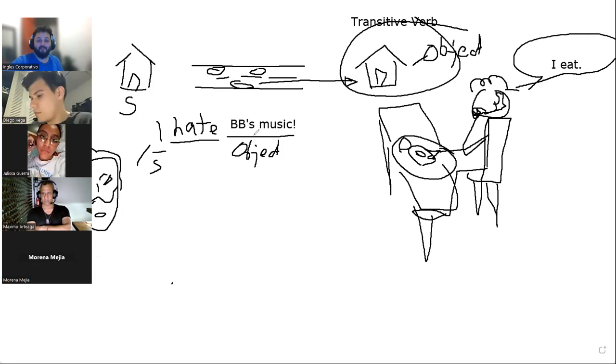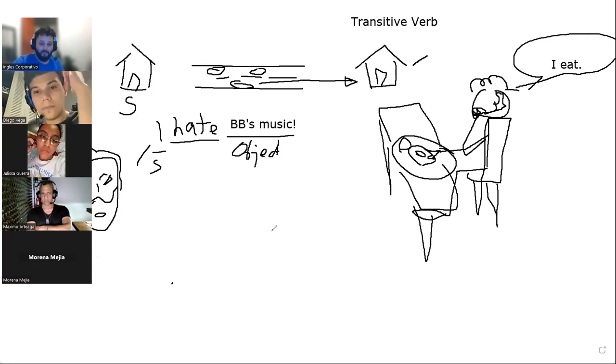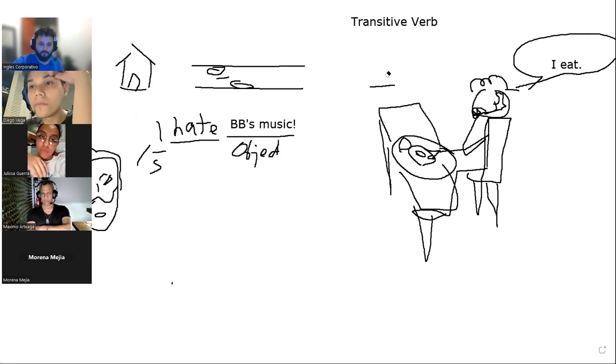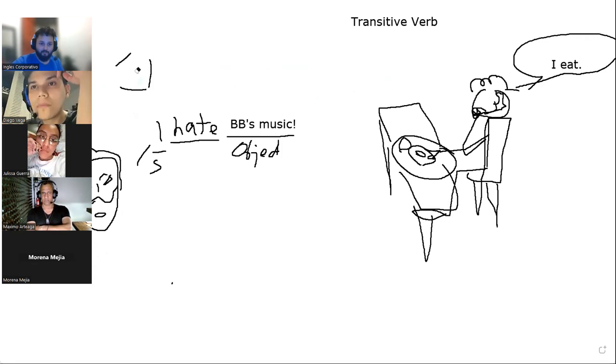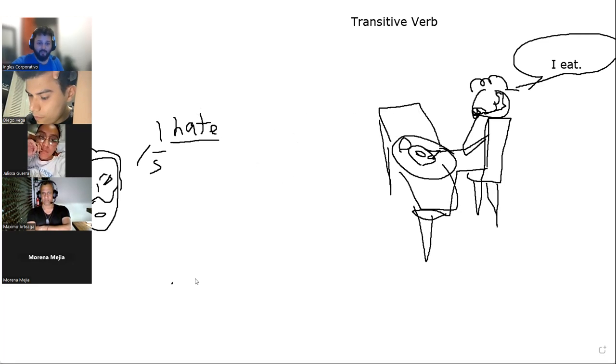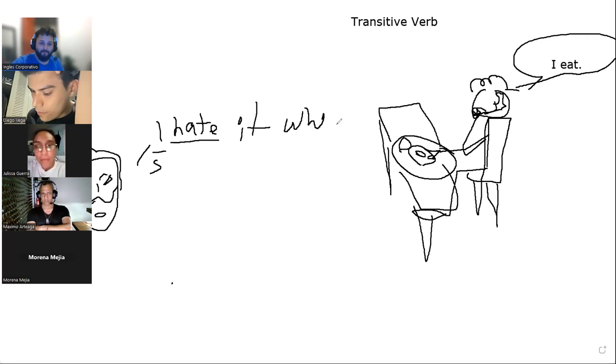Because we have an object, because we require an object, and this is the main reason why, we call this a transitive verb, okay? So that's why whenever you're talking, let's say that you want to use a relative clause, you need to say, I hate it, right? I hate it when people blah, blah. And then you can continue.